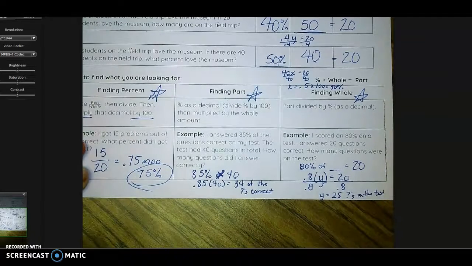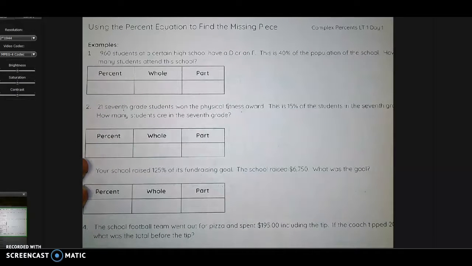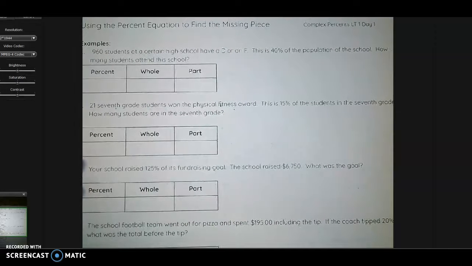My little teeny tiny handwriting. On the back, you're going to continue doing this. I'll do one more with you. So it says 960 students at a certain high school have a D or an F. This is 40% of the population of the school. How many students attend the school?